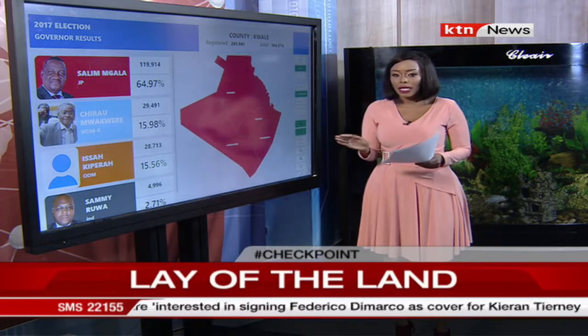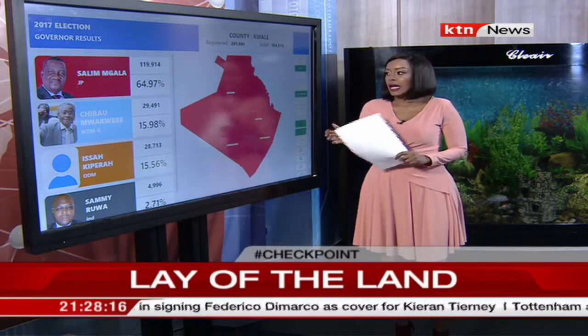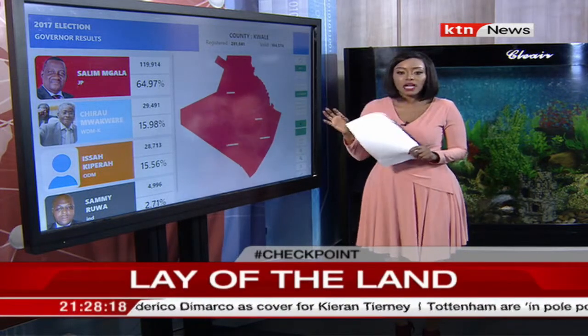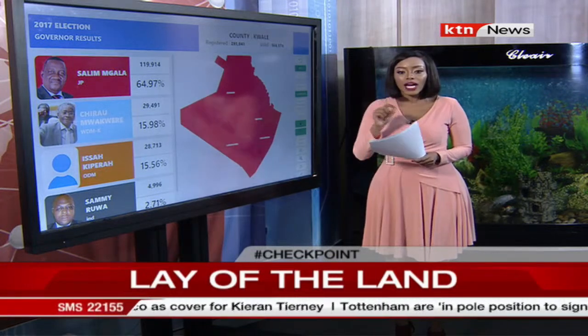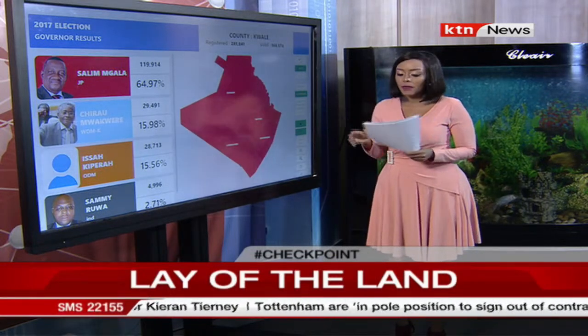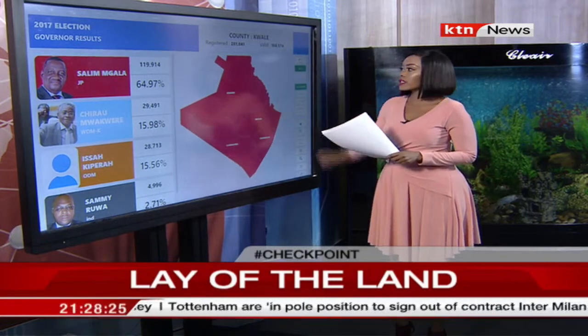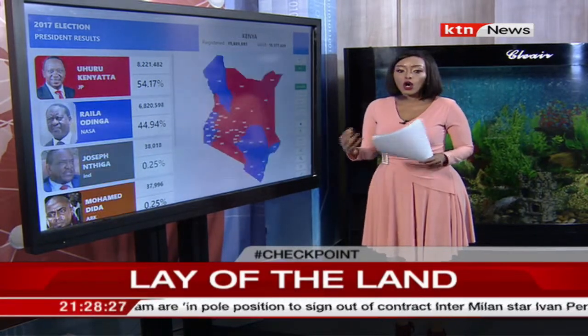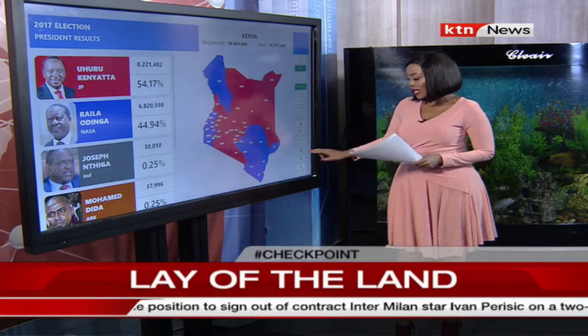Key issues in Kwale County and generally across the coast region: land. Remember, those historical land injustices are one of the big areas of concern. And so whoever is coming in will be tasked with that. Minerals and mining is another huge area of focus. And in terms of the economy of Kwale, that's big.